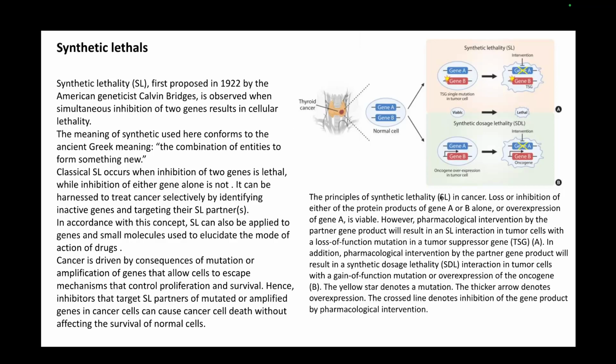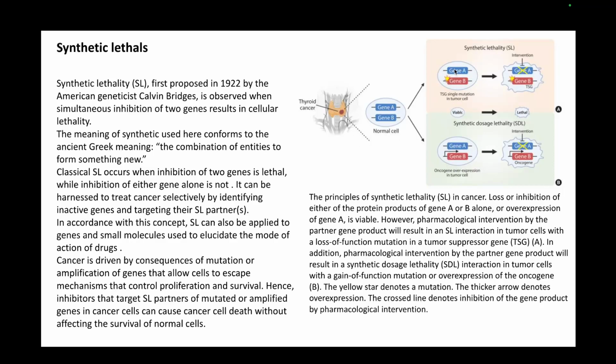So now, pharmacological intervention by the partner gene product will result in a synthetic lethal interaction in tumor cells with a loss of function mutation in the tumor suppressor gene. So what will happen is basically you have identified a set of genes which, if you try to inhibit or suppress them, maybe the cell does not grow or the cell dies. But in this case, what they are doing here is you have this gene A and gene B.